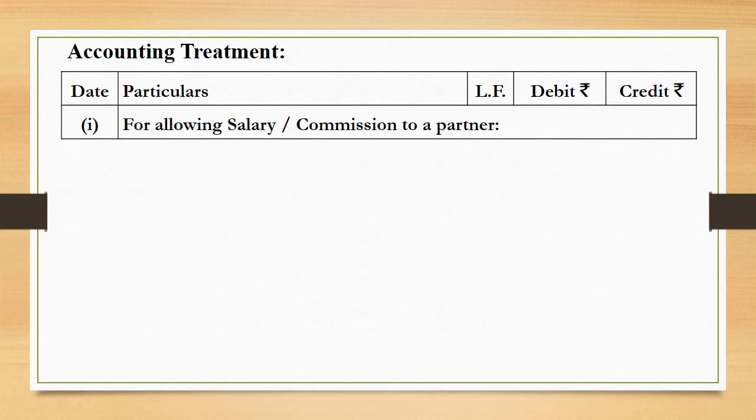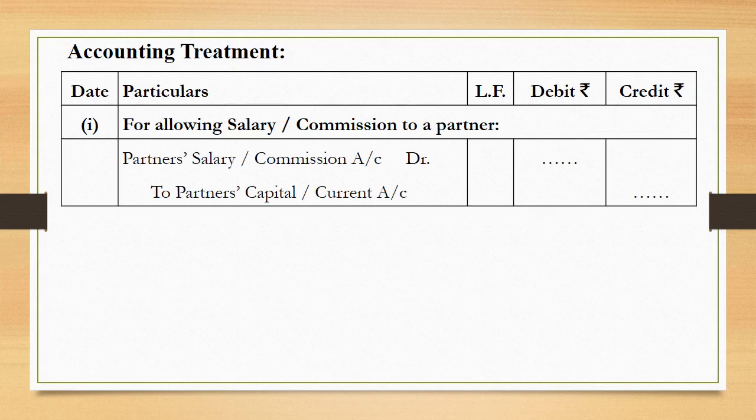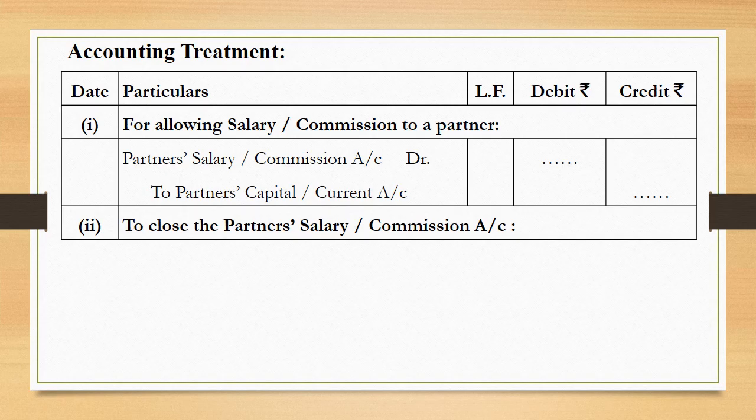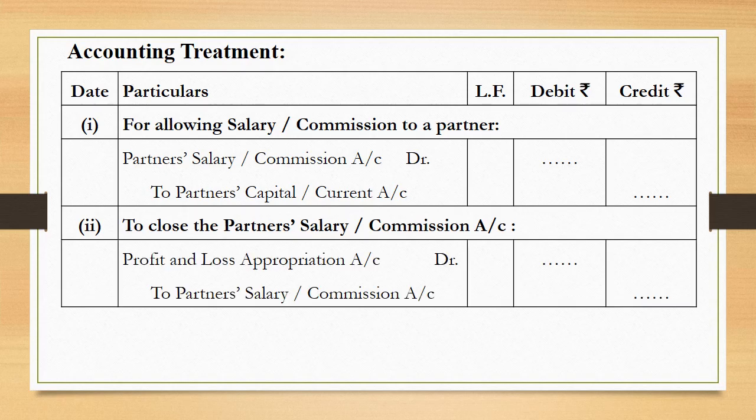What is the accounting treatment? For allowing salary or commission to a partner, we know it's an appropriation of profit, so we have to debit it to P&L appropriation account. But the first entry required is partner's salary or commission account debited to partner's capital or current account, and then when you close the account, it has to be debited to profit and loss appropriation account. You can see the entry over there: profit and loss appropriation account debited to partner's salary or commission account.